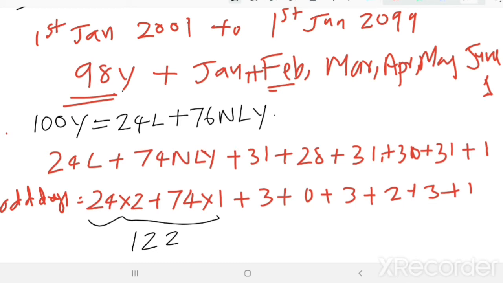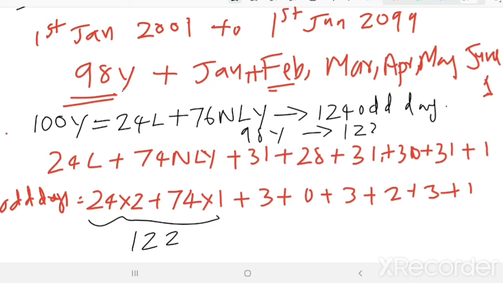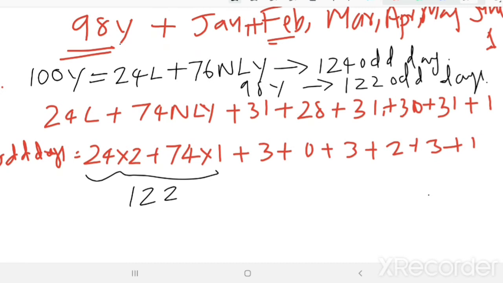So this we can directly find from here. In 100 years, there are 124 odd days. If you know this fact, then since the 100th year is not a leap year and the 99th year also not a leap year, you can deduct 2 odd days for the 99th year and 100th year. So in 98 years, you get 124 minus 2, 122 odd days. Now 122 plus 3 plus 3 plus 3 plus 2 plus 1, we get 12. So the total number of odd days equals 134. Again we divide this by 7. So we get number of odd days equal to 1.